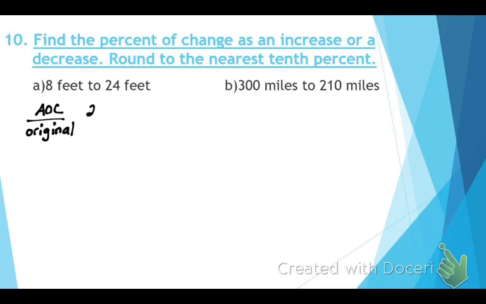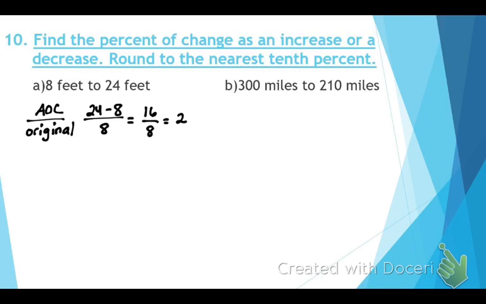So we're going to plug in 24 minus 8. Over, Huang, what was the original height of that tree? 8 feet. 8 feet is correct. Matthew, what's 24 minus 8? 16. So we're going to do 16 divided by 8. Hope, what is 16 divided by 8? 2. Now, it isn't asking us for a whole number. It asks us for a percentage.